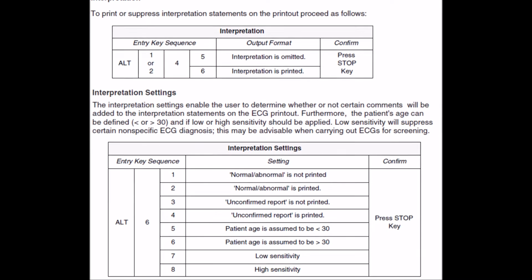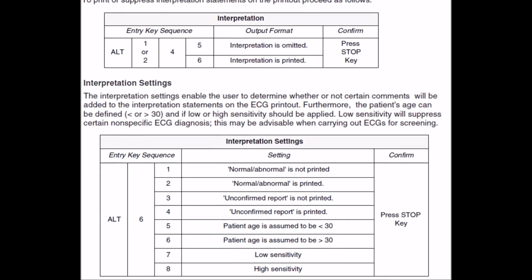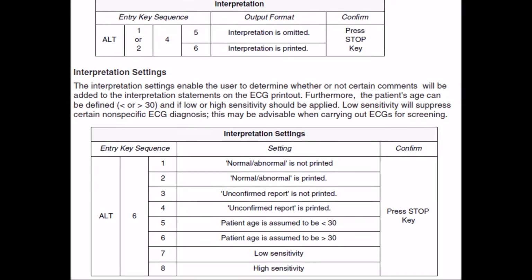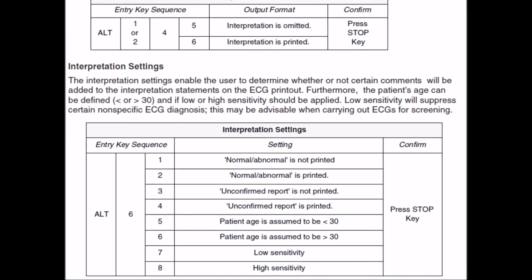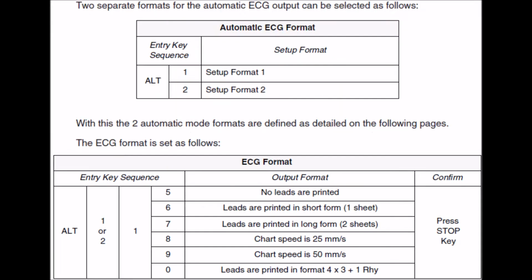The following key sequences are used to either print or suppress the interpretation statements on the printout, and will define what will be printed on the interpretation statement if the interpretation is set to print. If only the interpretation is installed in the device, these are the codes that will be used to define the average cycles and the measurements and markings.